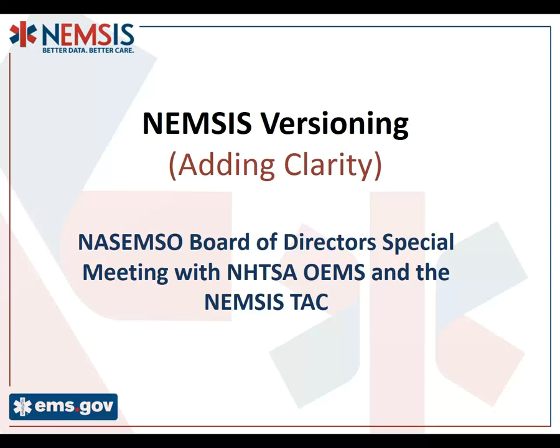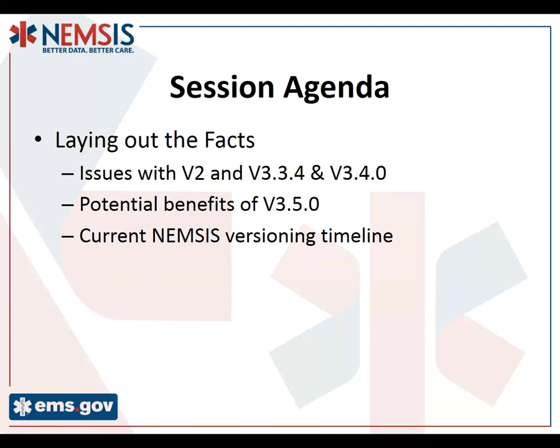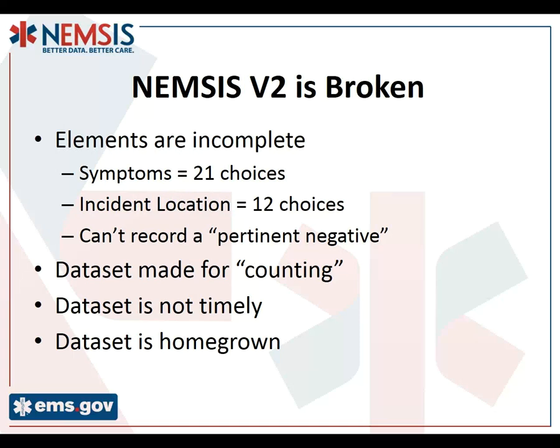Let's begin our discussion perhaps by just laying out an agenda. I want to make sure that everybody understands the facts associated with the issues that were found in version 2, how we attempted to fix those issues in version 3.3.4 and 3.4.0, why we're talking about the potential of moving to a 3.5.0, and then maybe talking about the current timelines for each of these versions. Let's begin by talking a little bit about version 2.